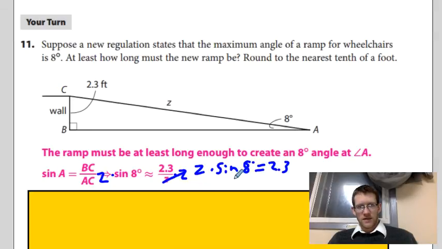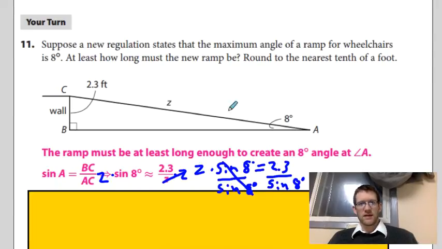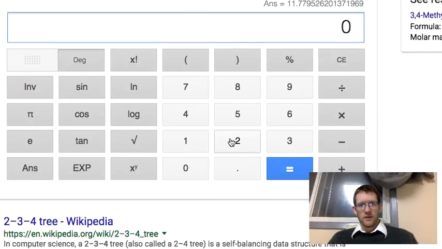And then I divide both sides by sine of 8. These ones cancel. And I'm left with z equals 2.3 divided by the sine of 8, which we can do in our calculator. 2.3 divided by sine of 8.